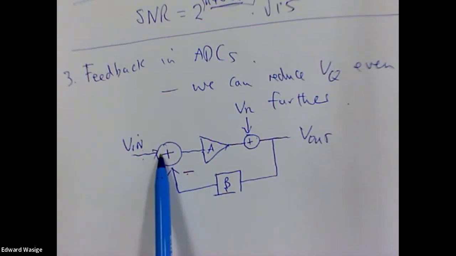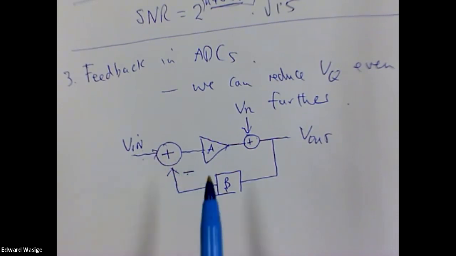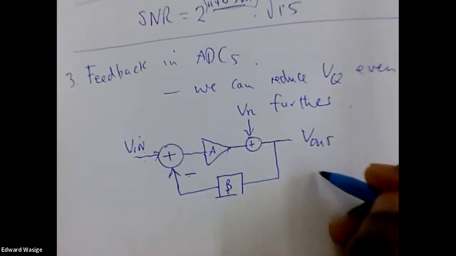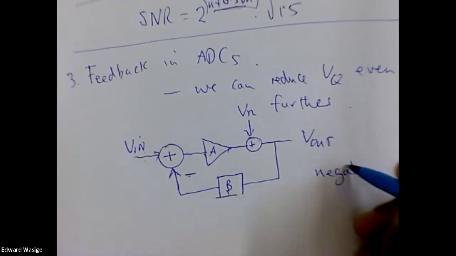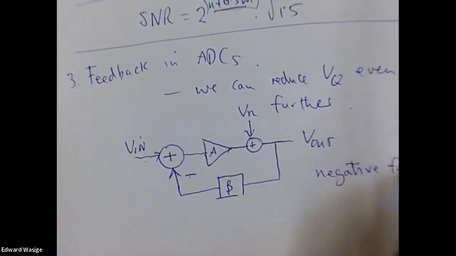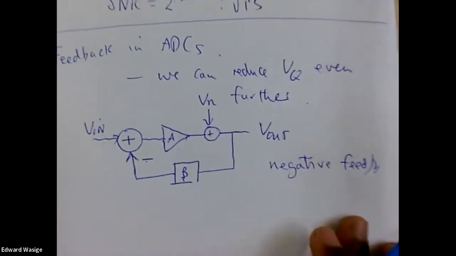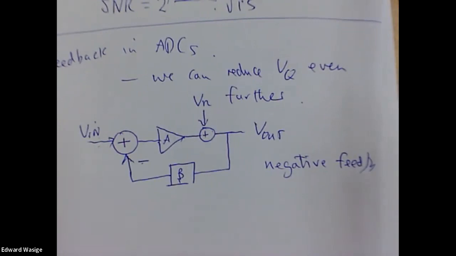Once we've scaled it back, we subtract it from the input. And if we do this, we call this negative feedback. You do this in amplifier design. In oscillator design, you normally use positive feedback. But in amplifiers, in stable systems, you'll employ negative feedback. Those of you doing control systems, this will be very familiar concepts.